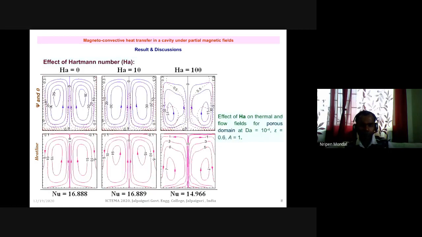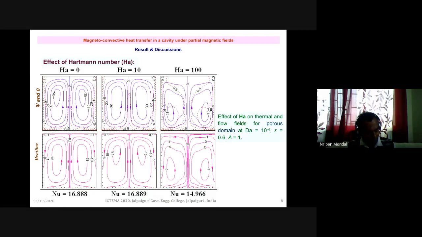Now we can understand the effect of the Hartmann number. As the Hartmann number increases from 0 to 100, where 0 means there is no magnetic field, we can see the streamline contours are more dense, and the stream function has a higher value. But with the increase in the Hartmann number, the stream function value decreases and it deforms. Similarly, heat line contours deform.